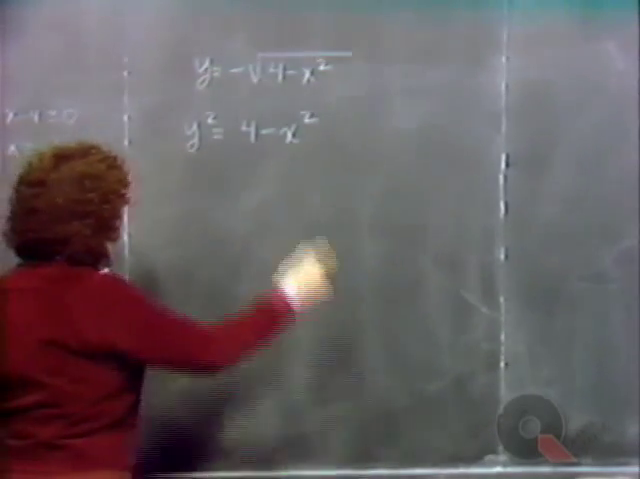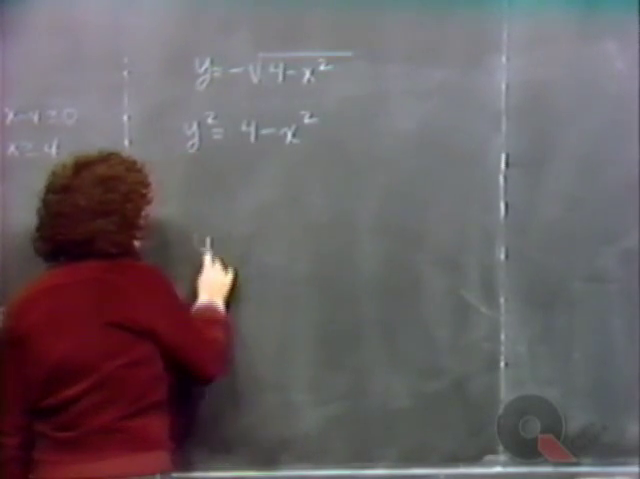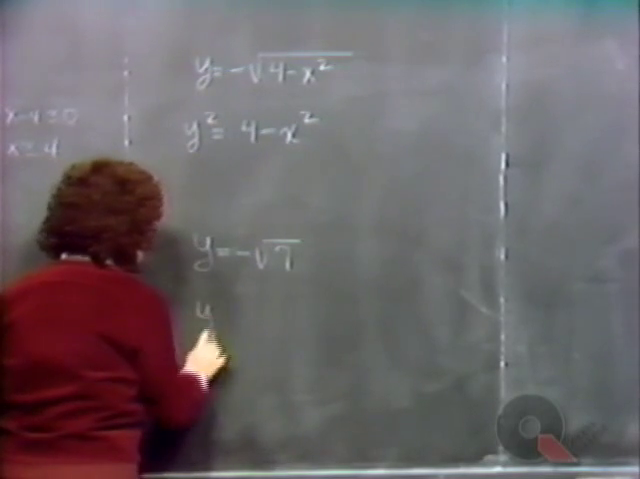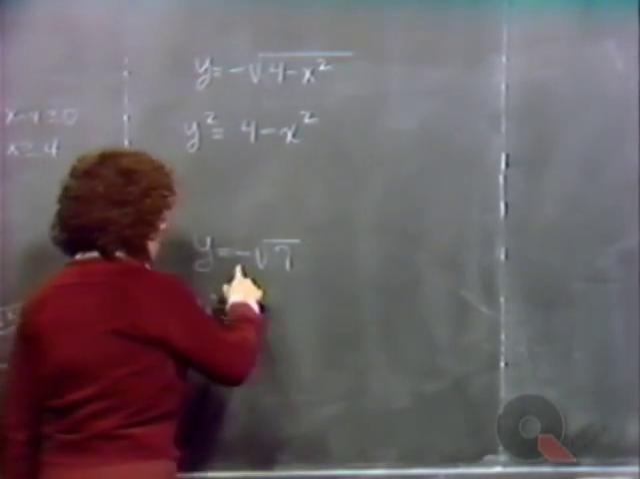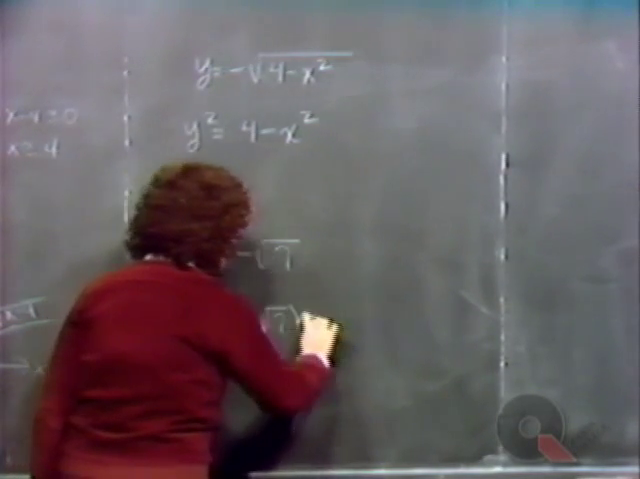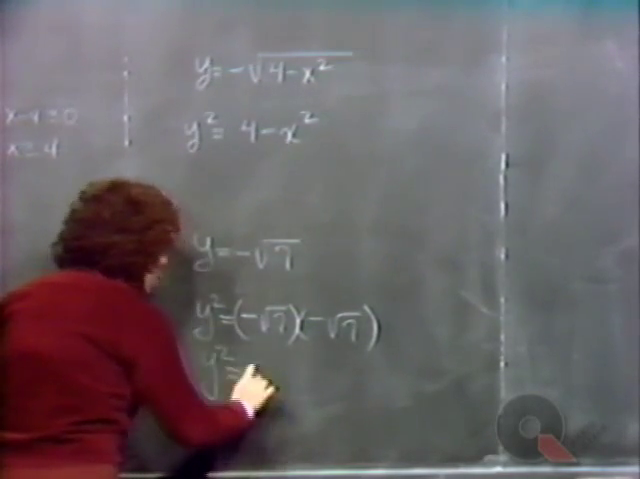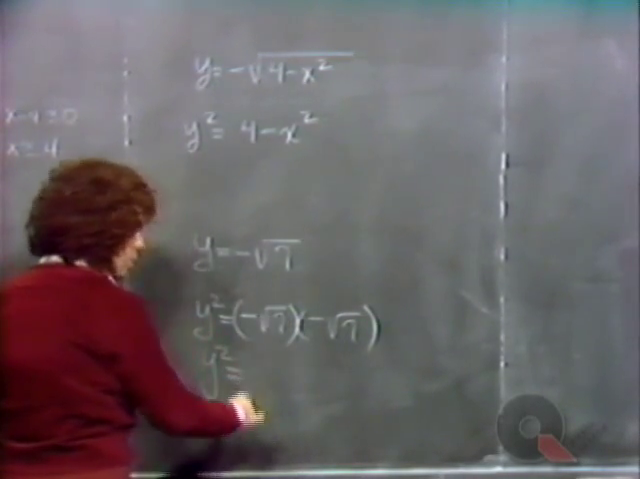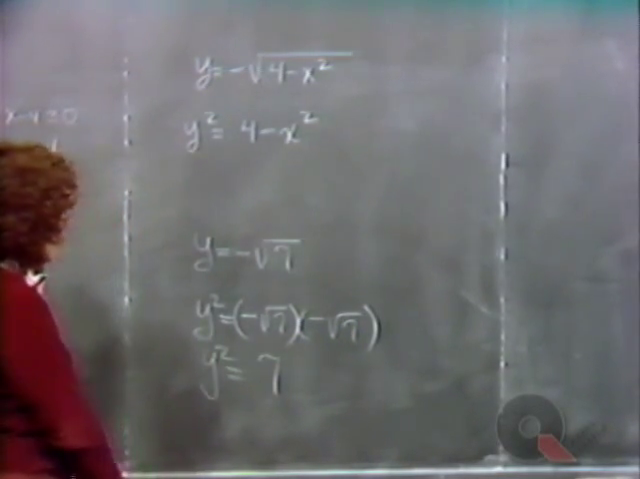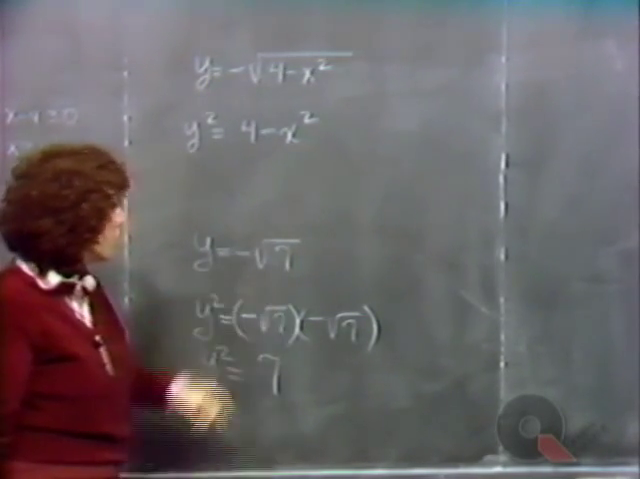Now some people may be upset: what happened to the minus sign? Let me just remind you, if it had been y equals, say, the negative square root of 7, and I asked you to find y squared, that would be the negative square root of 7 squared, or the negative square root of 7 times the negative square root of 7. Now what happens? The negative times the negative becomes a positive. The square root of 7 times the square root of 7 just gives you 7. In other words, a negative number squared becomes positive, and what you get is just what's under the radical.